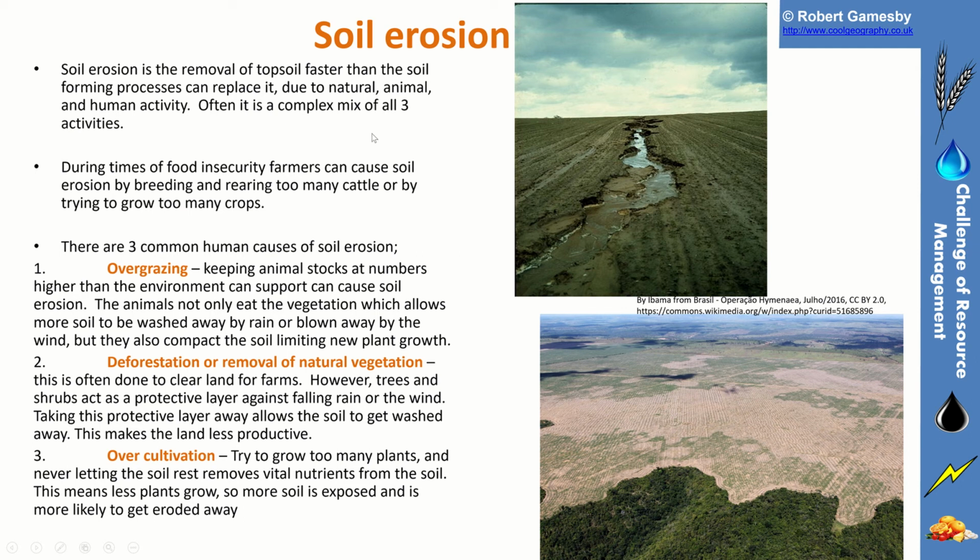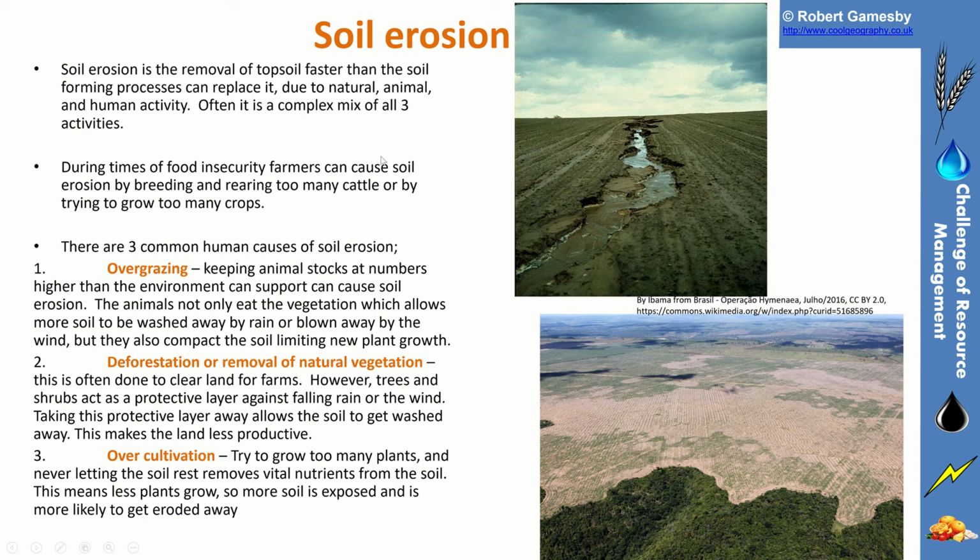Another consequence of food insecurity is that people damage the soil. So soil's really important, and I know it's a really boring thing, and you probably never even thought about it, but soil erosion, soil's where everything grows. So without soil, there's no food. Soil takes a long time to form. Soil erosion is the removal of the topsoil faster than the soil forming processes can replace it.